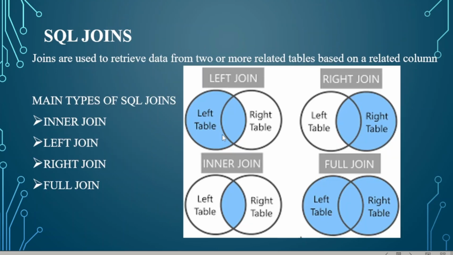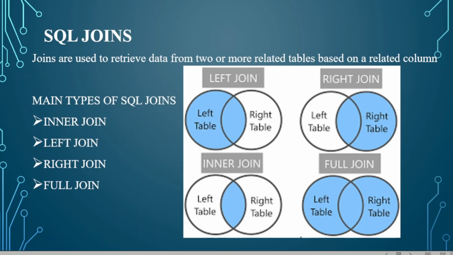So now let's go into joins. SQL joins. What are joins? Joins are used to retrieve data from two or more related tables based on a related column. Like I said earlier, a related column is a column that is common between two tables.